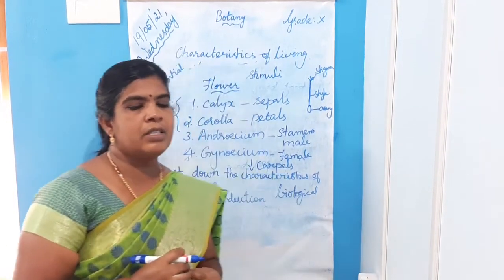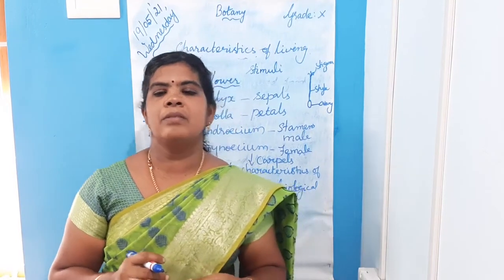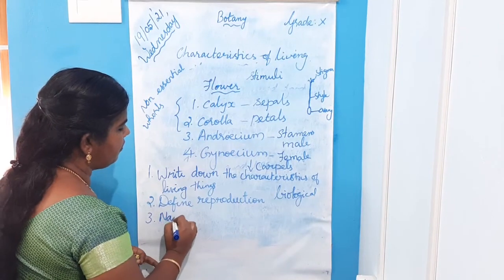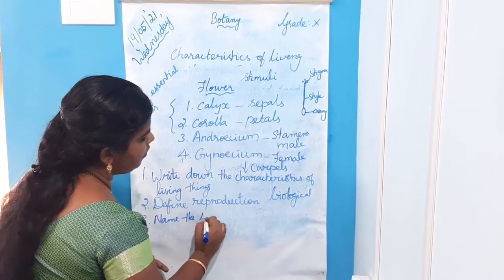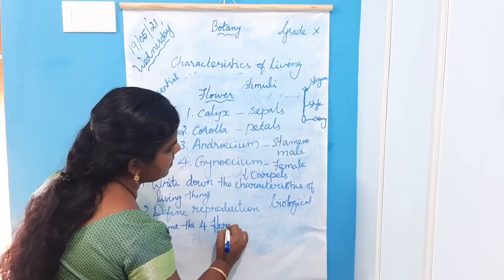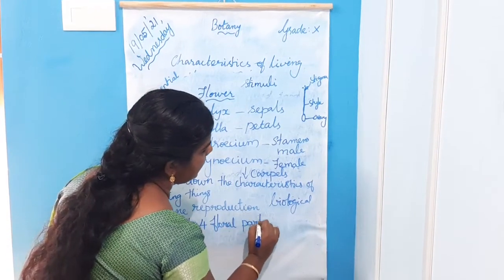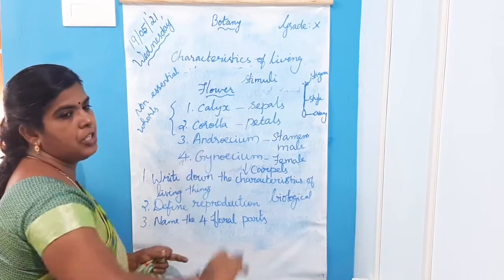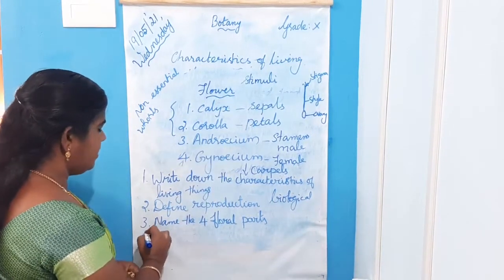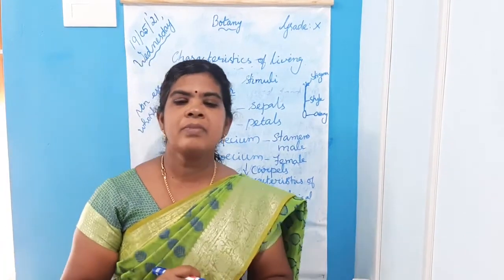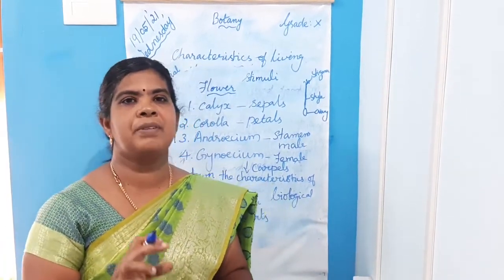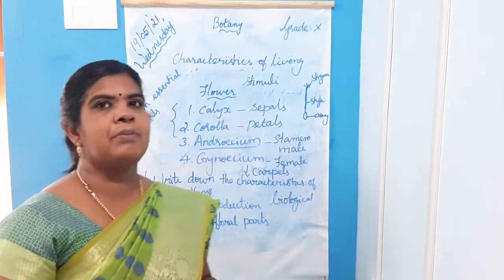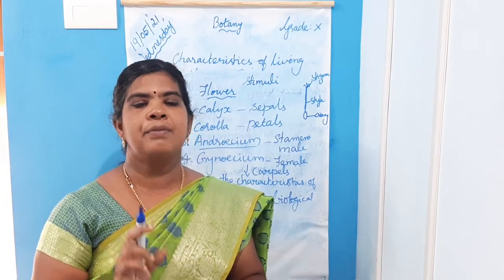Then the third question: name the 4 floral parts. What are they? Calyx, corolla, androecium, gynoecium. Next question you are writing: name the male part of the flower. What is it? Androecium. Write down the correct spelling. Androecium.